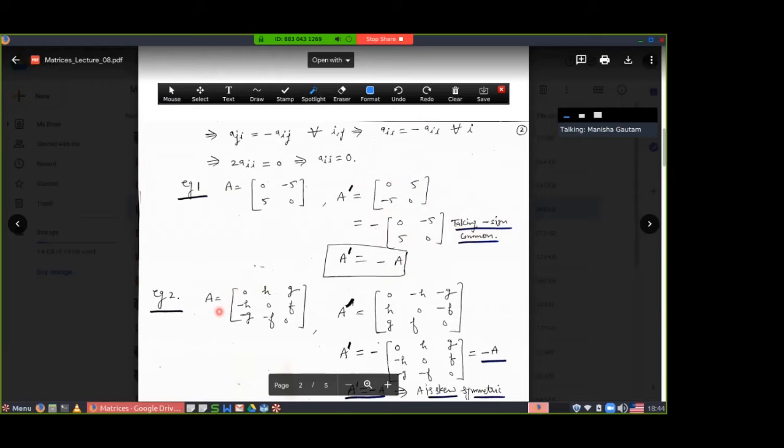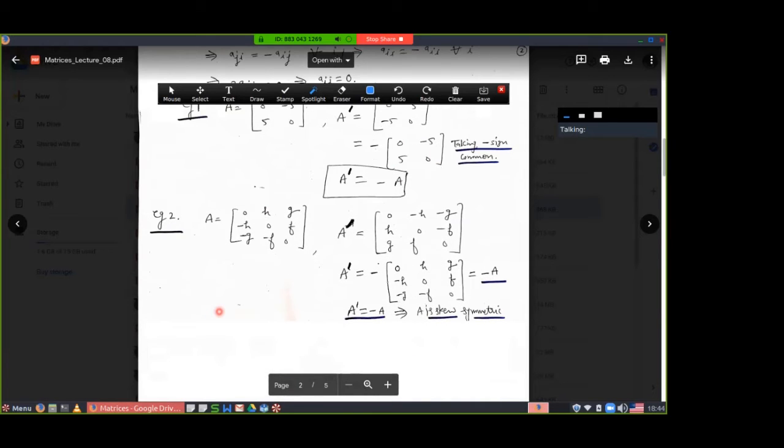The second example is here. You can see here A is equal to a 3 by 3 order matrix, and in its transpose, above the diagonal the elements are positive in A and below the diagonal the elements are negative. When you transpose it, you will get the reverse: above the diagonal the elements are negative and below the diagonal the elements are positive.